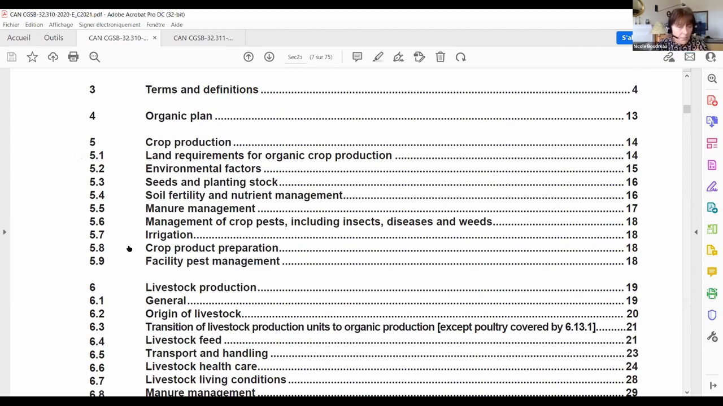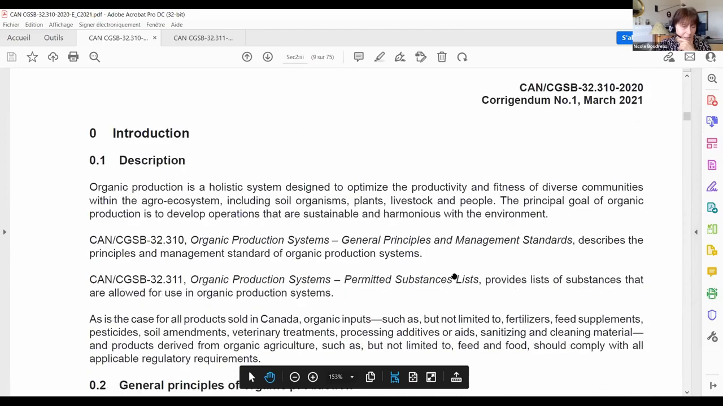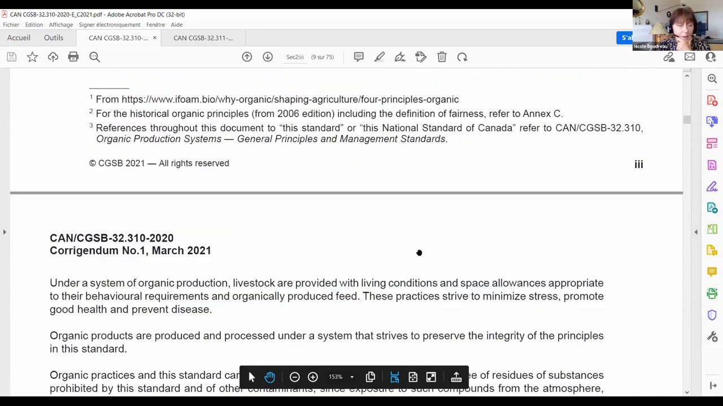So in this portion, you have all the directives and the clauses that you have to abide by. This is what the verification officer will verify when visiting your farm. But there are a few things that you have to know before.